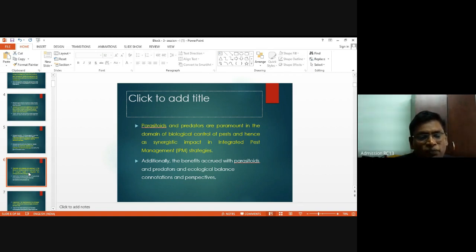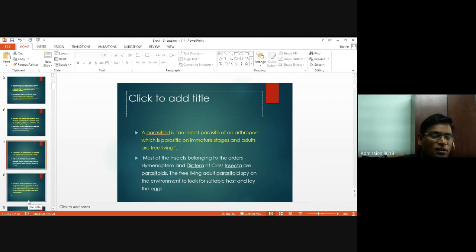Additionally, the benefits of parasitoids and predators are ecological balance and conservation. Ecological balance means that damage to the soil or the environment will be taken care of. Now, a parasitoid is an insect parasite, an arthropod, which is parasitic in its immature stage, and the adults are free living.